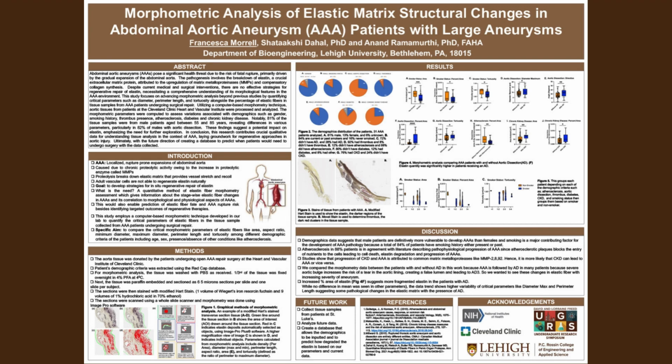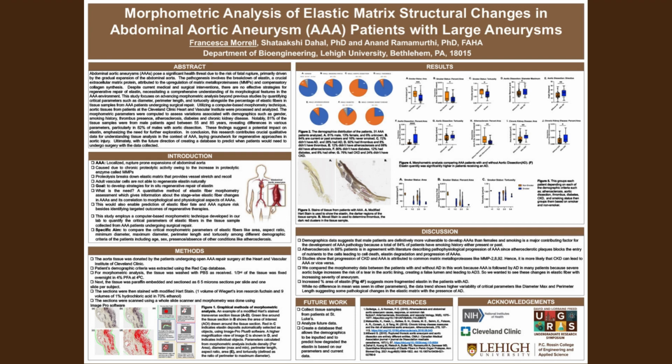The goal of the project is to compare the demographics of the patients and perform morphometric analysis of the elastic fibers in the tissue. Tissues of patients were collected from Cleveland Clinic, Heart and Vascular Institute. Tissues were paraffin embedded, sectioned at 5 micrometers, and stained with a modified Hart's stain, which stains the elastic fibers in purple. The stained sections were scanned using a Lucia whole-slide scanner, and morphometric analysis was performed on each section using Image-Pro software. Morphometric analysis was done according to our published method.